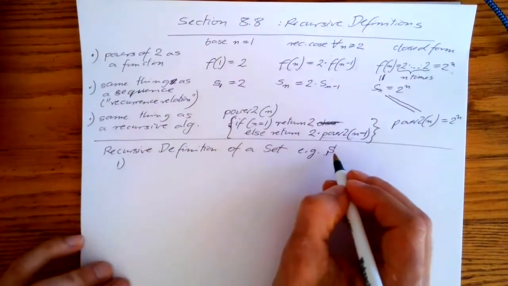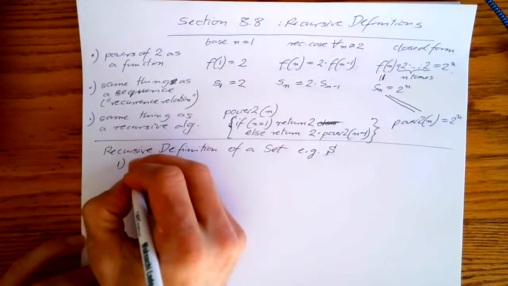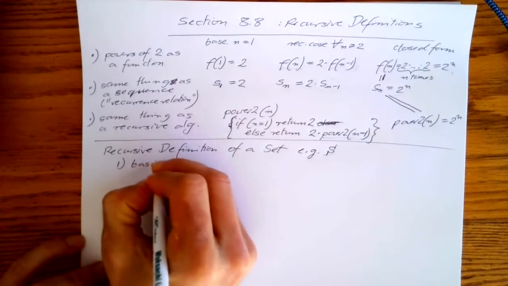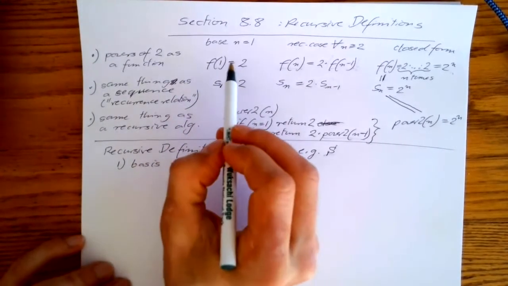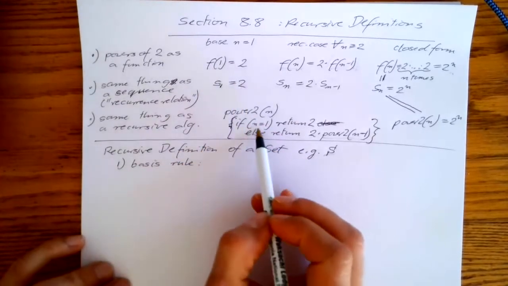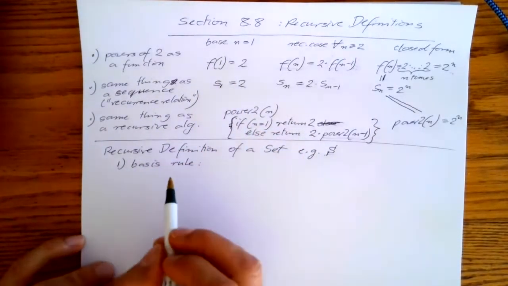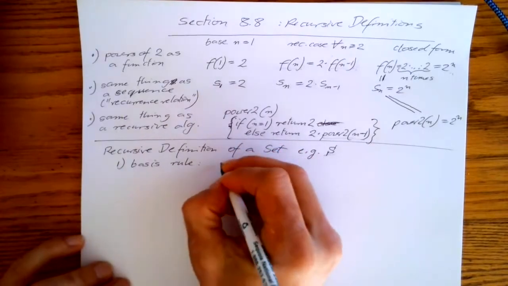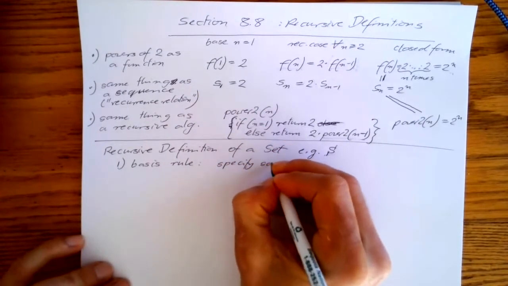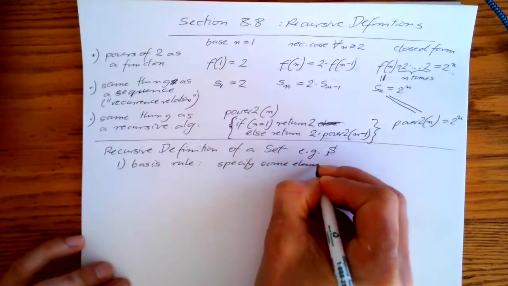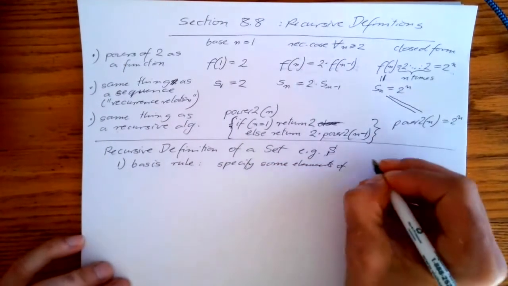A recursive definition of some set S contains 2 things. Something called the basis rule, corresponding to the base case of all of this stuff. And the basis rule will say that you specify some elements of S explicitly.